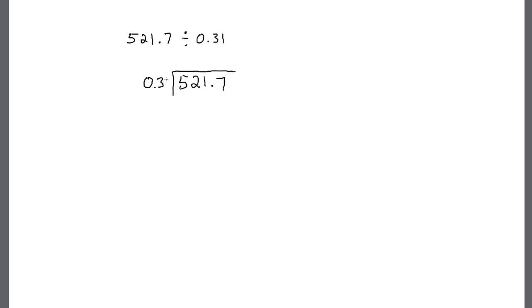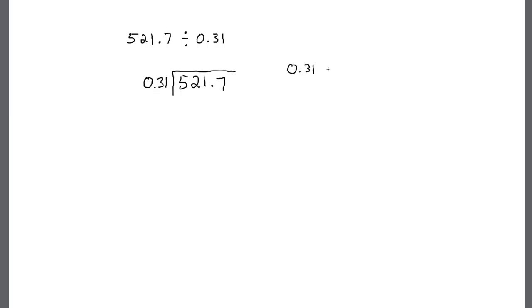Now again, I don't want to deal with this decimal over here. I don't want to divide by a decimal, so I'm going to change this to a whole number. But instead of multiplying this by 10, I'm going to multiply it by 100. If I just multiply this 31 hundredths by 10, the decimal would just move over one spot. It would become 3 and 1/10. But if I multiply it by 100, something different will happen.